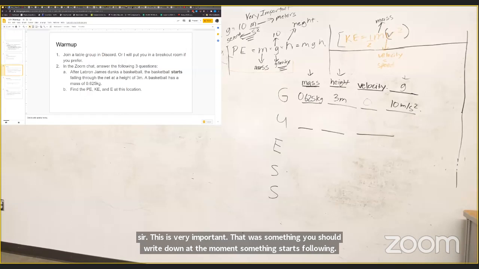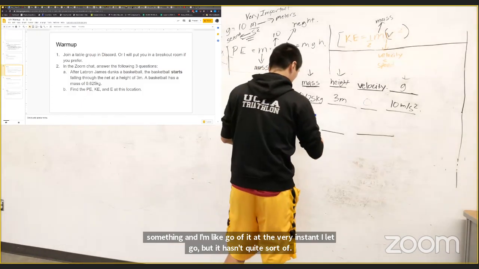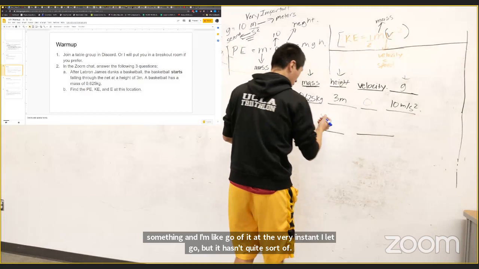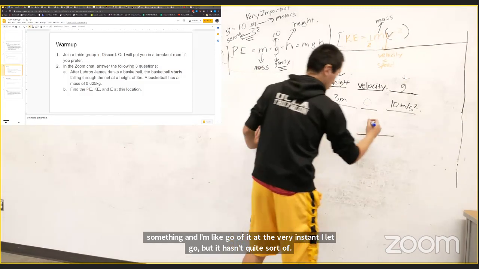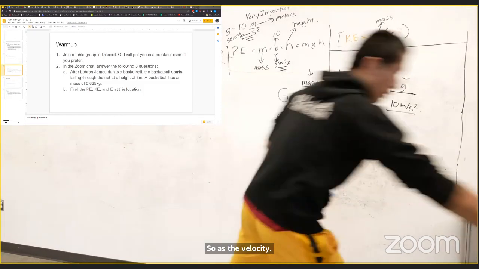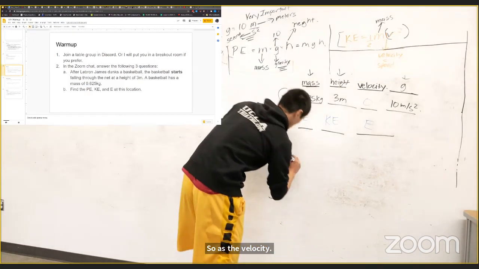Okay, now that we have identified all the things we're given, we're going to fill in the things we're looking for. What I've told you in the problem is that we're looking for potential energy, our kinetic energy, and our total energy. Okay. Now let's figure out which equations we want to use.